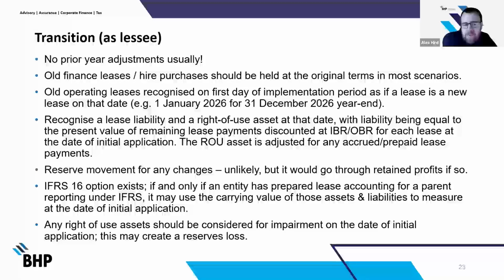There is an option for anyone who has got a parent reporting under IFRS that they can use those carrying assets and liabilities to simplify the group position so they don't have to remeasure it specifically at that date for the subsidiary. And the final point is that if you're putting assets on the balance sheet, you need to consider if those assets are impaired at the date of initial application. So if you are a loss-making business and you may have mothballed part of a property, for example, this may create a loss to retain profits on day one, because the carrying value of the asset may be nil or a minimal number, but you would still need to recognise the lease liability in full.